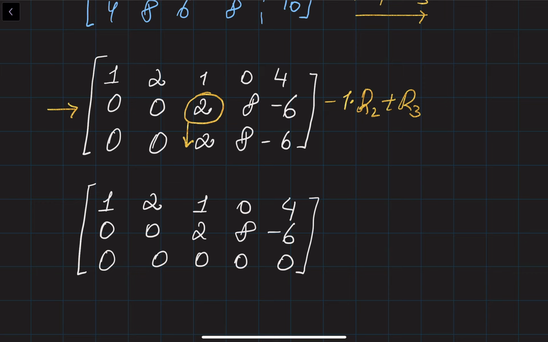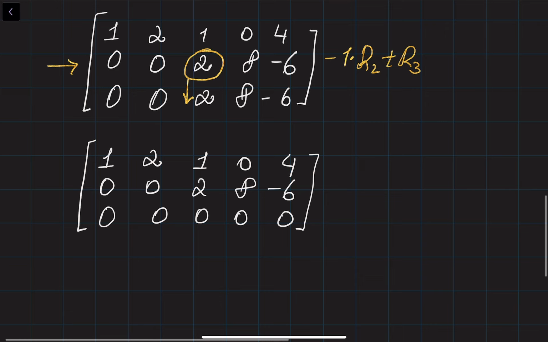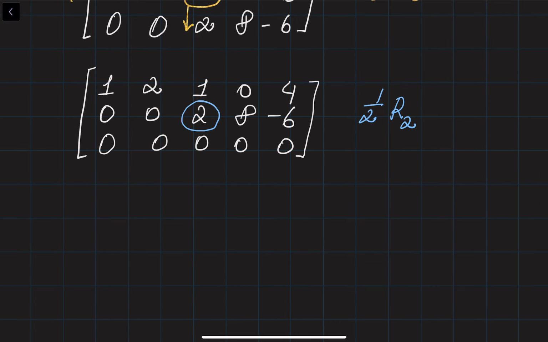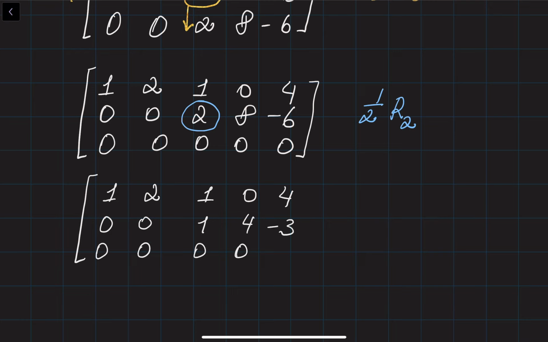Okay, so this matrix is already in the row echelon form. And in order to bring this into the reduced row echelon form, we need to perform a couple more operations. Namely, we need to make this pivot 2 equal to 1. It is easy to do, we can just multiply the second row by 1 over 2 and get this 2 to be equal to 1. It is going to be 1, 2, 1, 0, 4; 0, 0, 1, 4, -3; 0, 0, 0, 0, 0.